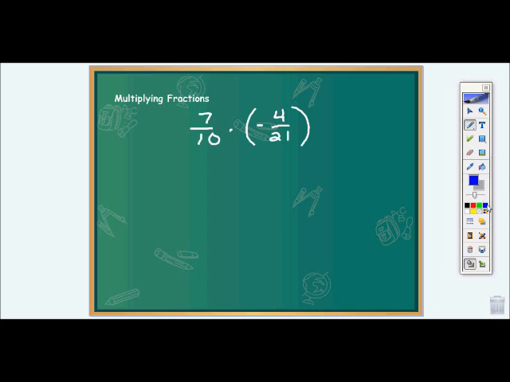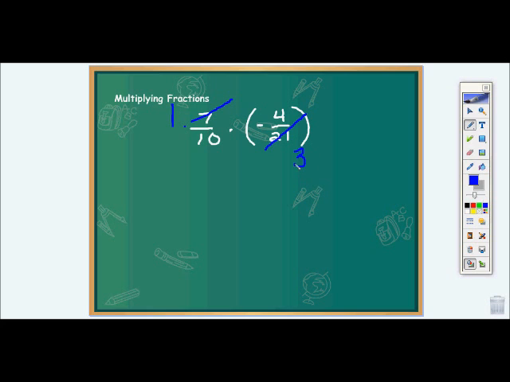So I'll change to a different color here. We have 7/10 times a negative 4/21. So first thing I'm going to do is look at the numerators and the denominators and see if there's any way I can do some reducing. I have 7 and I have 21. They have a common factor being 7. So 7 can go into 7 one time, and 7 can go into 21 3 times.